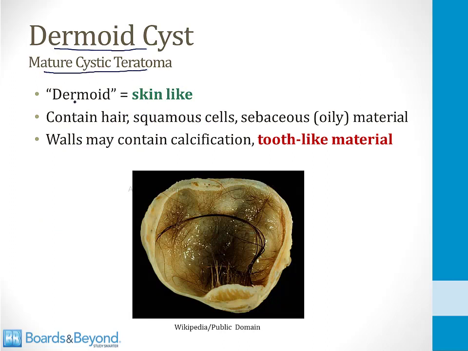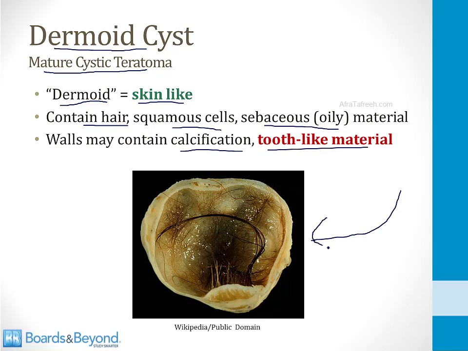This tumor gets its name because the word dermoid means skin-like, and in addition, they are usually cystic, so they are skin-like cysts. The reason they are described as skin-like is because they often contain hair, squamous cells, and sebaceous oily material, just like you would find in the skin. In addition, the walls often contain calcification, which you can see by ultrasound, and that's because they often contain tooth-like material. This is a picture of a dermoid cyst on the screen here.